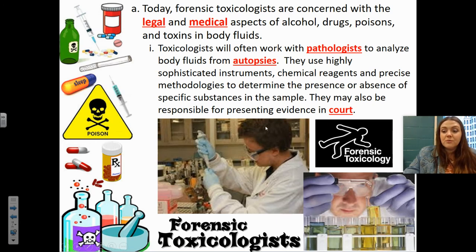Just like all the other jobs we've talked about, they're going to have to go to court and say, this is what I found, this is the levels I found, this is the normal levels in a body, and theirs is very high. So I have to explain how that poison is found in their body.